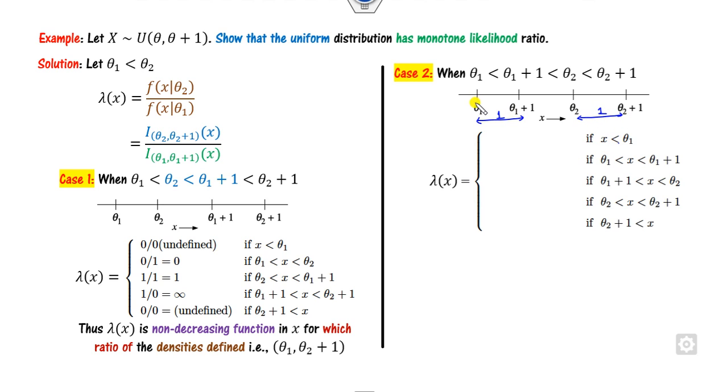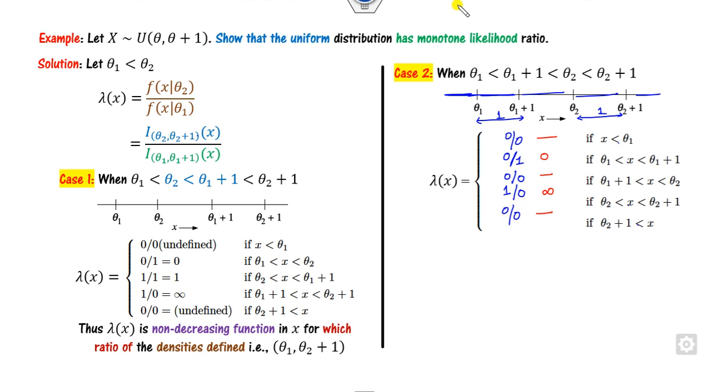So if x is less than theta 1, both the values are 0 by 0. When x lies between here, theta 1, the denominator is 1 but the numerator is 0. When x lies between here, the denominator is 0, the numerator is also 0. When x lies between here, the numerator is 1, the denominator is 0. When x lies here, both are 0 by 0. So this is undefined, this is undefined, this is infinity, this is undefined, this is 0.